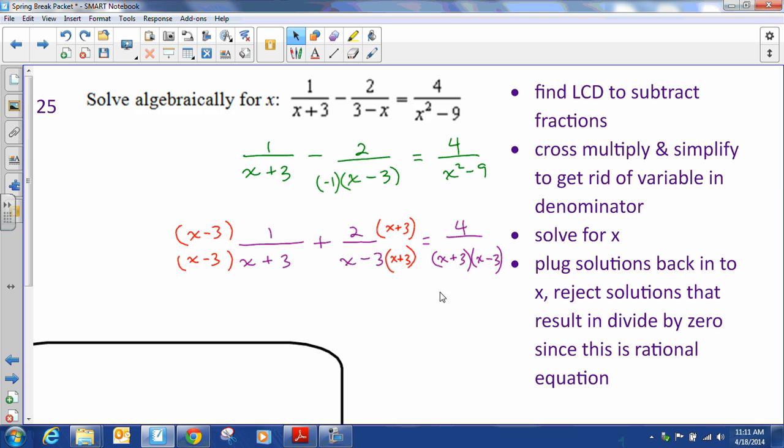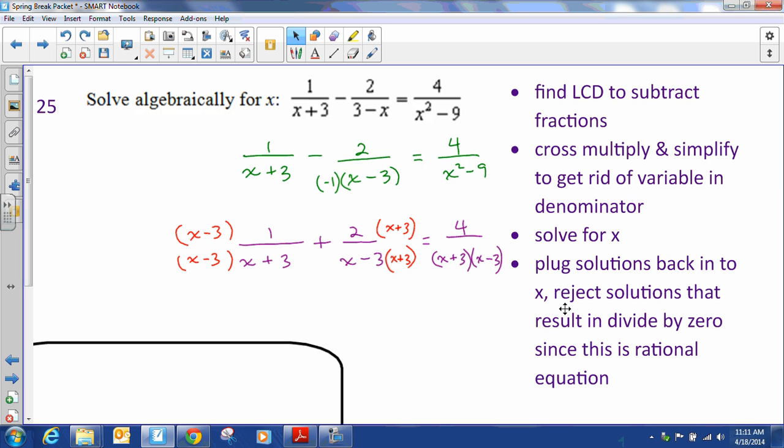Multiply throughout, combine like terms, and you can either cross multiply or you can just multiply both sides by the same expression to cancel out the denominator. Remember, the goal is to get rid of the variables in the denominator so that everything's in the numerator. There's no more denominators, no more fractions, and you can solve.